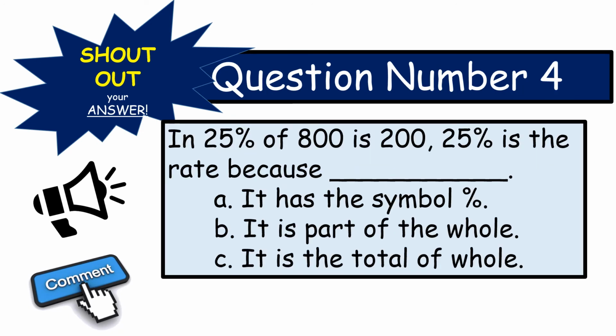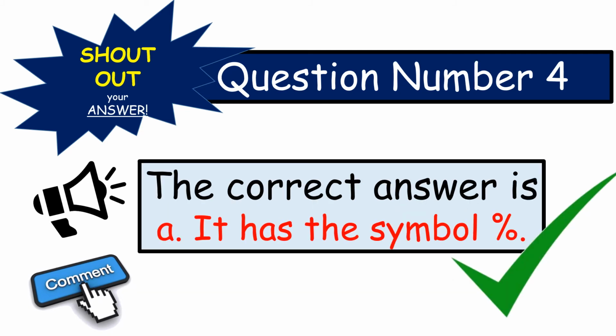For question number 4, in 25% of 800 is 200, 25% is the rate because letter A, it has the symbol percent. Letter B, it is part of the whole. Letter C, it is the total of whole. The correct answer is letter A, it has the symbol percent.